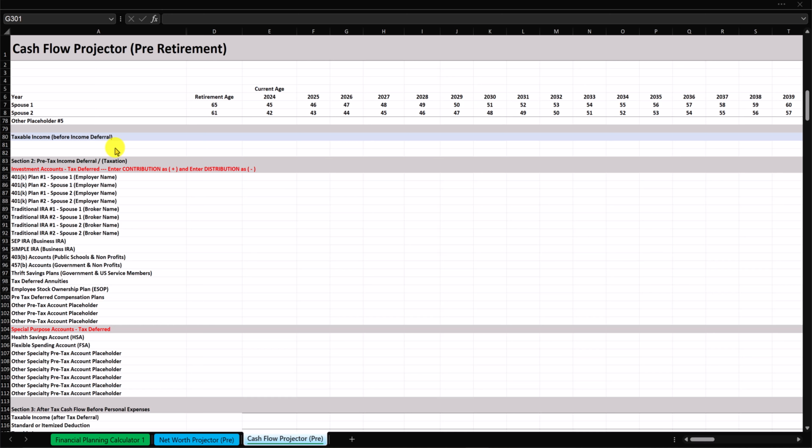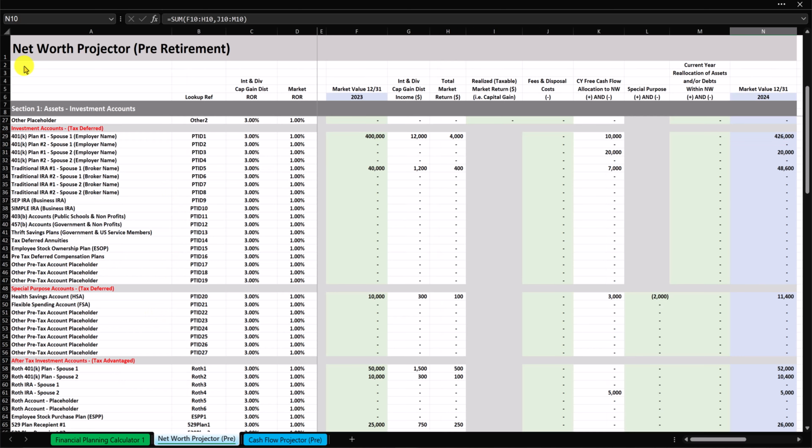Okay, continuing down the list here into section 2, now we have our pre-tax income deferral items, and this section is going to be used both for the deferral, in other words the tax deduction, as well as the distribution, in other words the taxation later on, for money that is going in and out of these types of accounts. Now again, as you look on the list here, you will notice that these are the same accounts in the same order as was presented in video 1 on the net worth projector. In fact, if I go back over here to the net worth projector tab, you can see our investment accounts, the pre-tax deferred ones, all listed right here in this section.